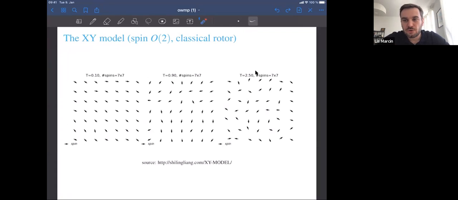Okay, so here you have 3 realizations of the system. On the left, it's at low temperature, so the spins tend to be aligned with each other. And on the right, we have high temperature, where we have basically a disordered system. And in between, there is something also in between. So a question that one can ask is: is there a phase transition in this model in 2 dimensions?